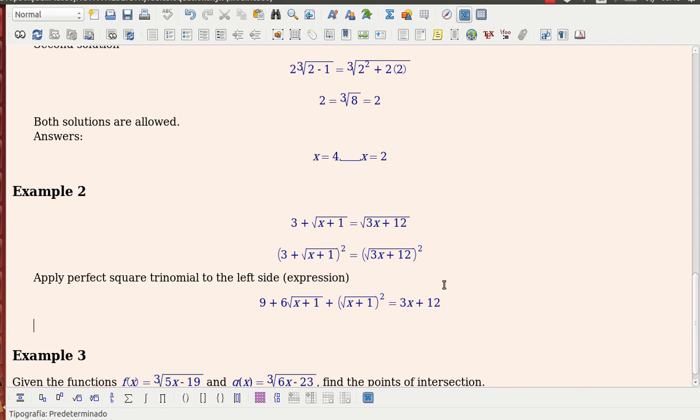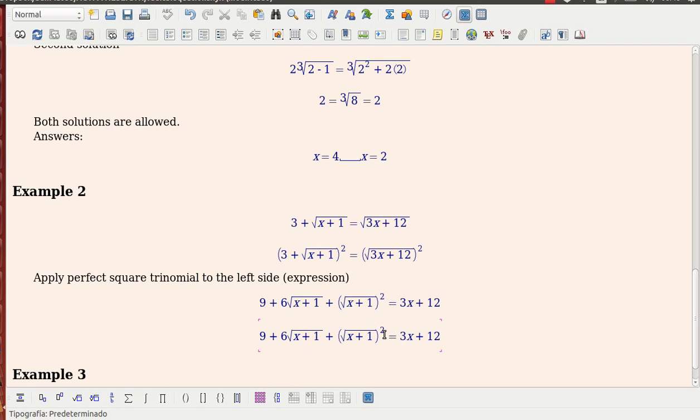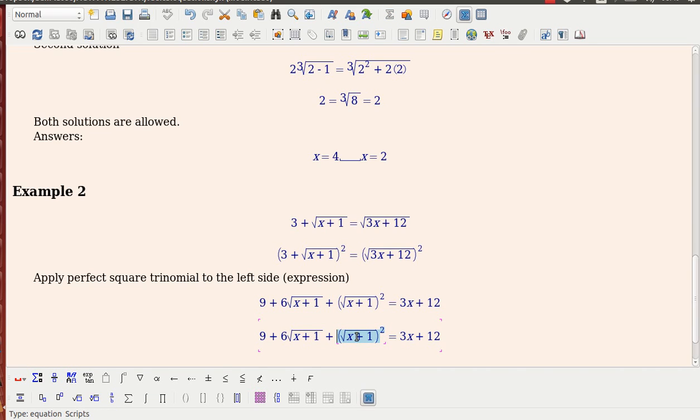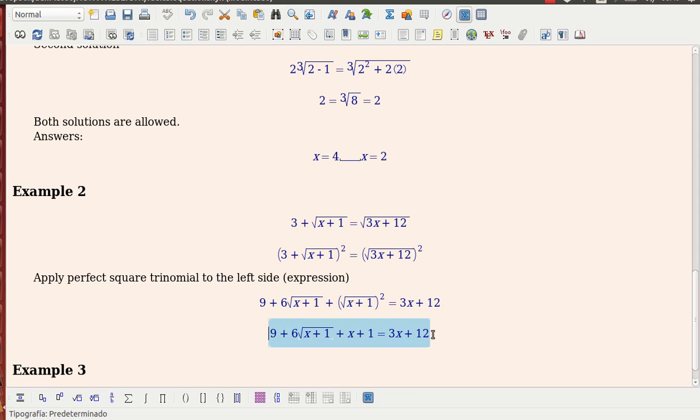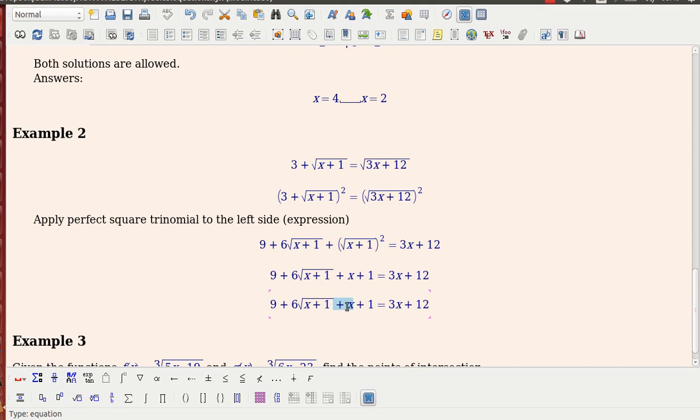So we have to continue simplifying to combine like terms. How could you simplify? All this square becomes x plus 1. We get rid of the root with the square. And combine like terms. How do I combine like terms? This x, it's moving to subtract, 3x minus x, 2x. 9 plus 1 is 10. Now I can pass it to subtract. I have 12 minus 10. This is 2.